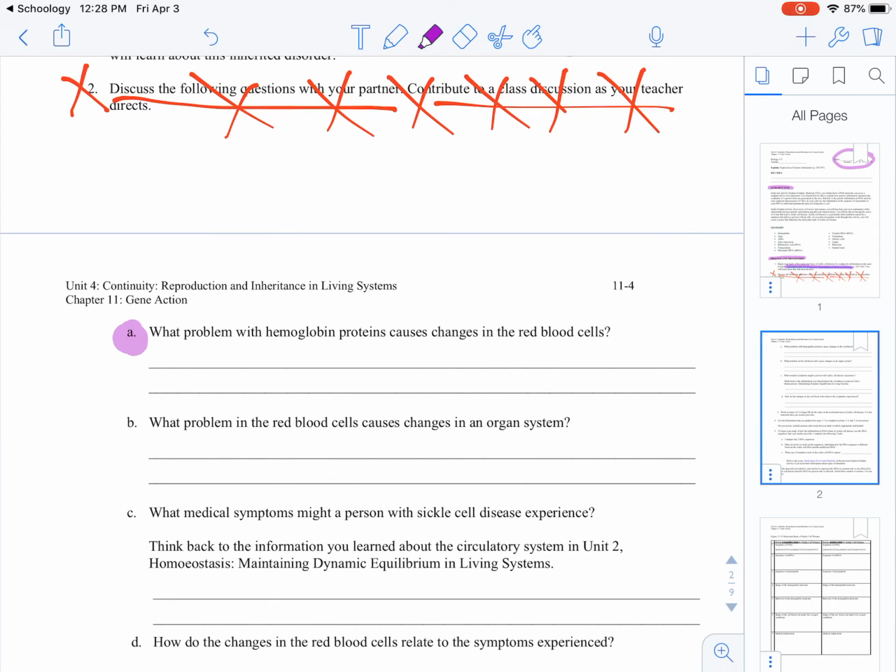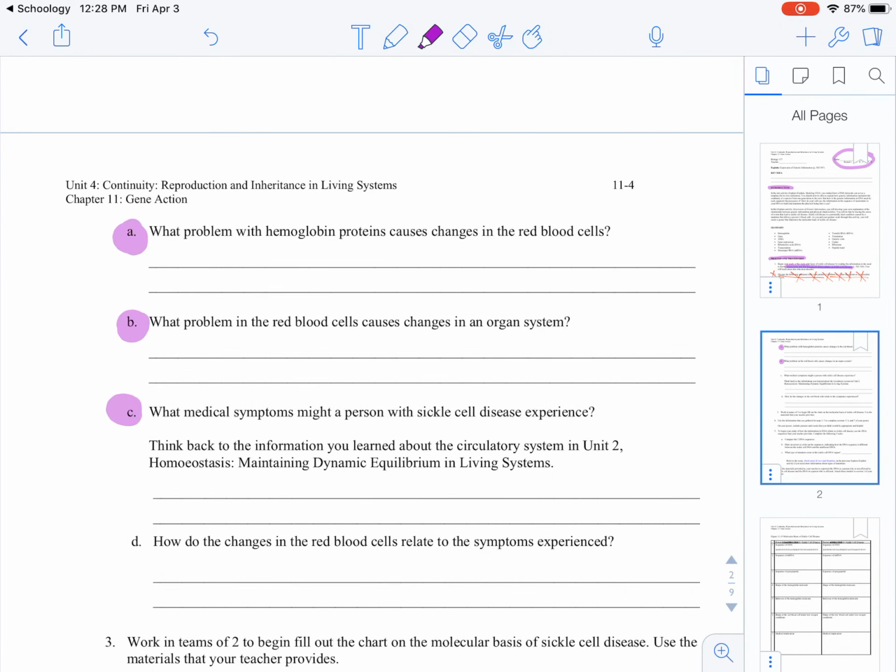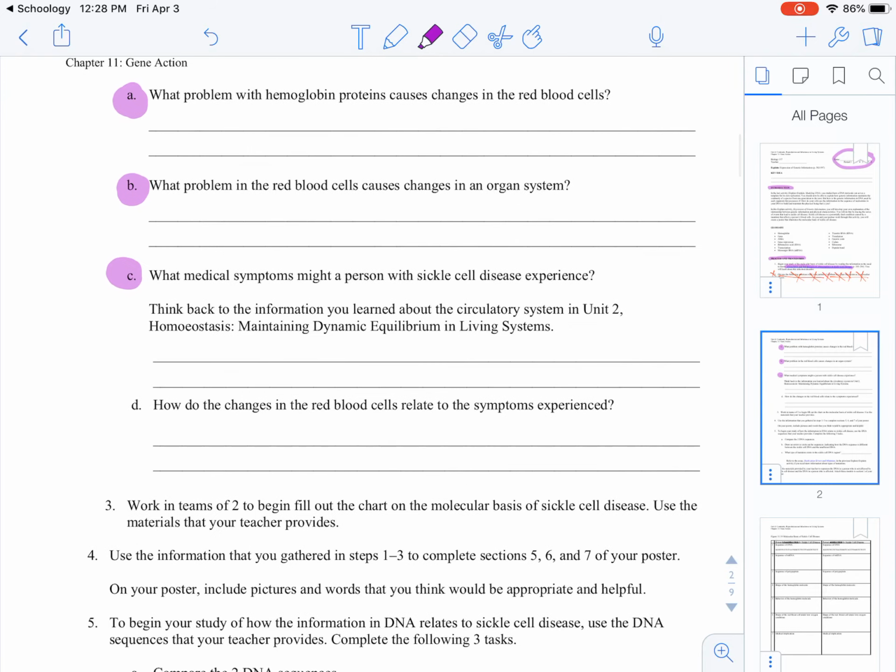What was the problem with hemoglobin proteins that changes in the red blood cells? What problems in the red blood cells causes changes in an organ system? What are the medical symptoms that a person with sickle cell disease might experience? How do the changes in red blood cells relate to the symptoms experienced?